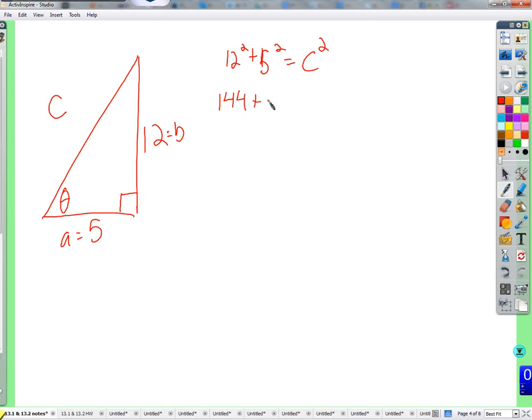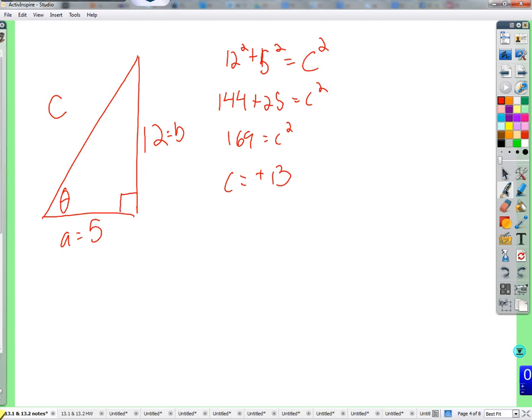You get 144 plus 25 equals C squared. That's 169 equals C squared. How do we find C? Square root of both sides. C is equal to plus or minus what? 13. Are we going to do negative 13? No, that's silly. How is that negative 13 inches? It's possible to have negative 13 inches, but you have to have some kind of reference. This triangle is just free floating out in space, so we'll just call it 13. It makes things a lot easier. You will encounter negatives for side lengths, but they have to be in some kind of system to be negative.